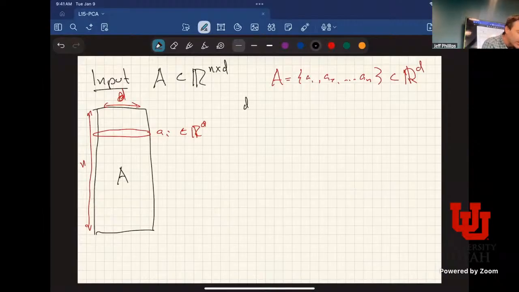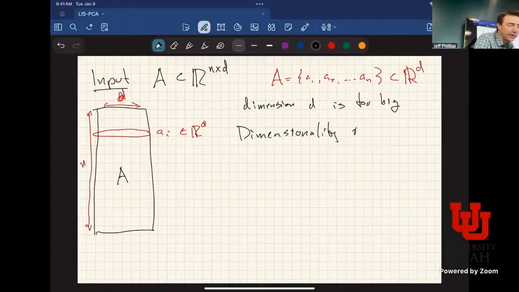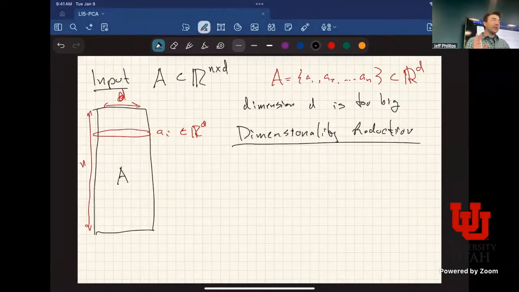Typically we draw the picture where there are more rows than columns, but the premise here is that the dimension of these data points, d, is too big, and I would like it to be smaller. So I would like to reduce the dimensionality. We're going to be talking about dimensionality reduction. It'll take me most of the lecture to state formally what the goal will be for the PCA version of this. But the goal is to reduce the dimensionality.